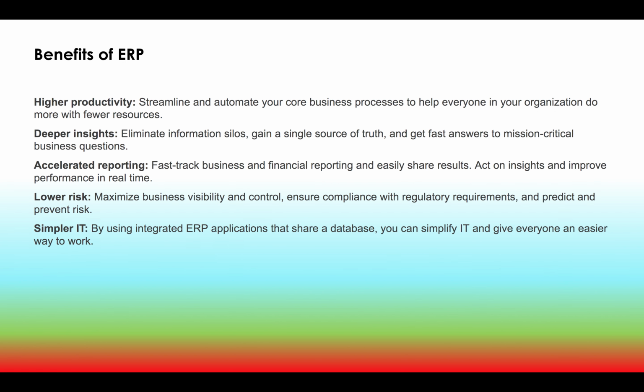And benefits of ERP. So as I said, all core processes are in a single system, right? So we have higher productivity because you streamline and automate your core business processes to help everyone in your organization do more with fewer resources, deeper insights, eliminating all information silos, gain a single source of truth, and get faster answers to mission critical business questions.